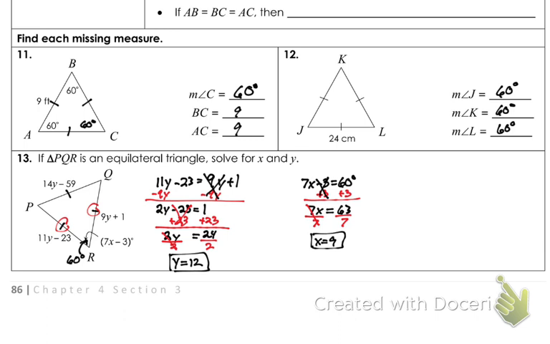Any questions on that? You don't do anything with the 14y. We did nothing with the 14. You could have, though. You could have used it. Remember I said we could have used any combination we wanted to? I just decided I didn't have to use it.